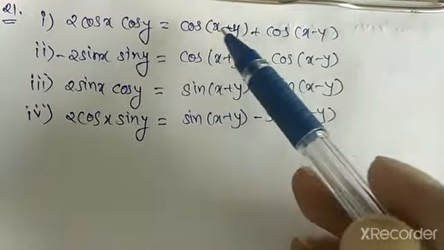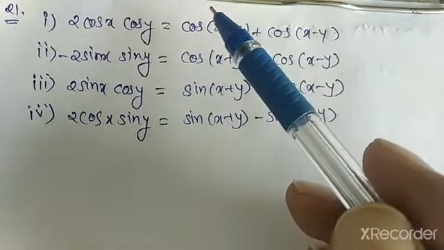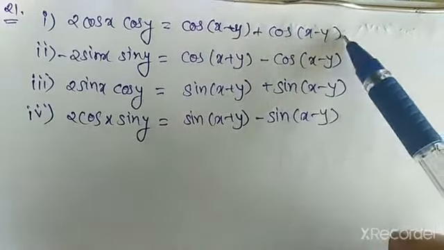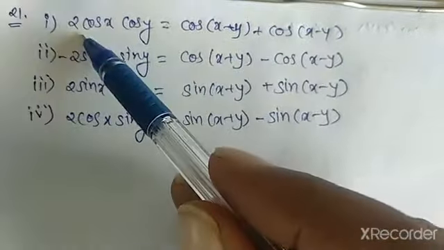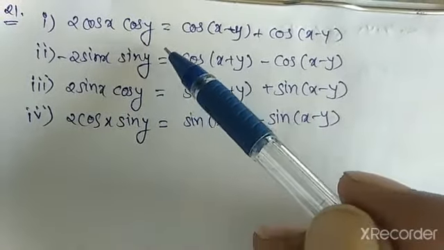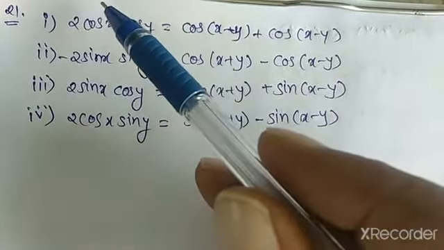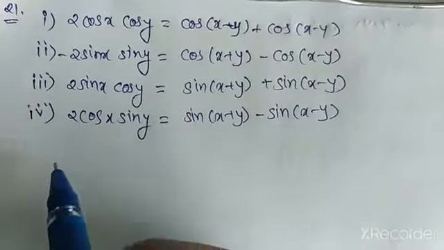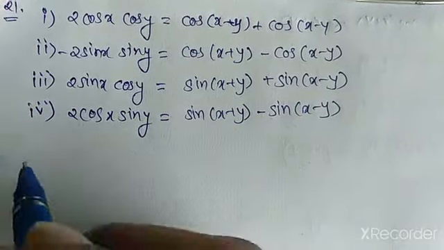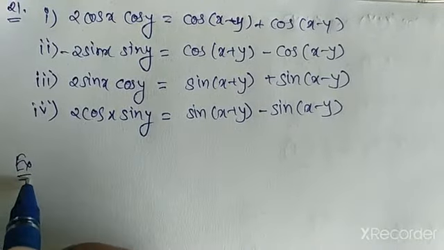In that we have proved all four properties. cos(x+y) plus cos(x−y), so we put cos(x+y) and cos(x−y), you will get twice cos x cos y. Okay, so this part is proved in the previous example only. Okay, now we go to the next examples related to trigonometric functions.